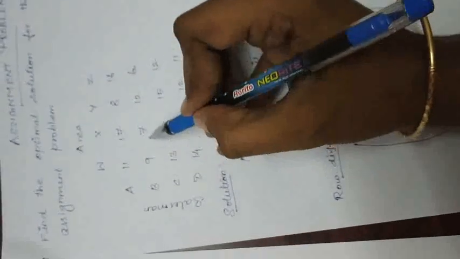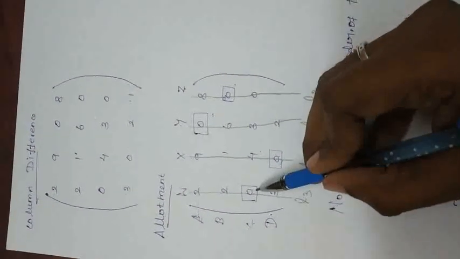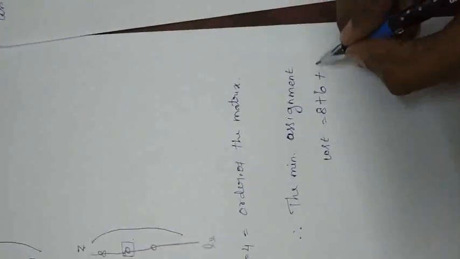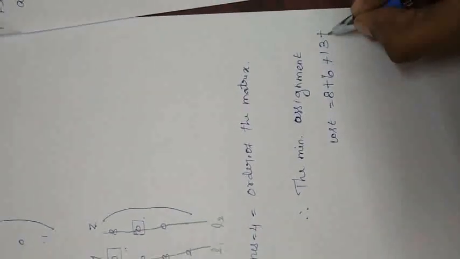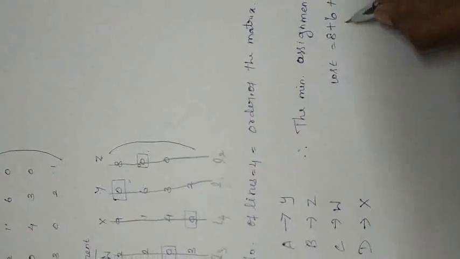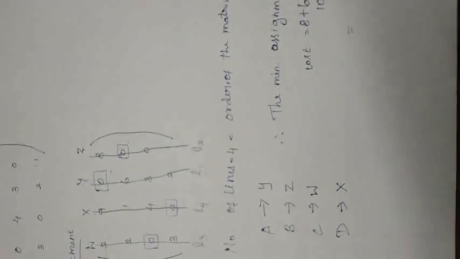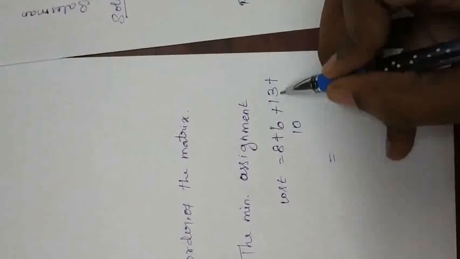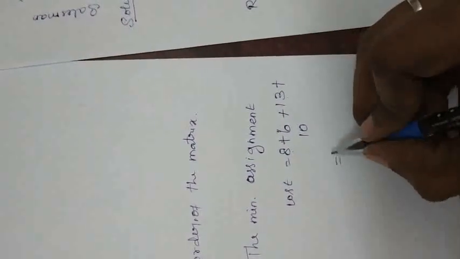in the second row, we are having a box in the fourth column. The original value in the second row, fourth column is 6. Therefore, 8 plus 6. Similarly, in the third row, we are having a box in the first column. The original value is 13. Therefore, plus 13, plus in the last row, we are having a box in the second column. The original value in that problem is 10. So, it is equal to 8 plus 6 plus 13 plus 10. Therefore, the answer is 37.